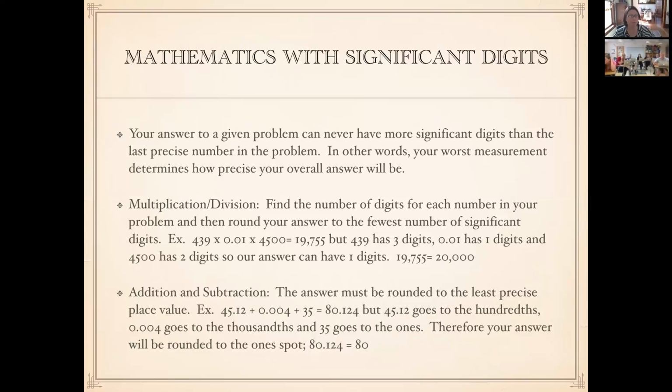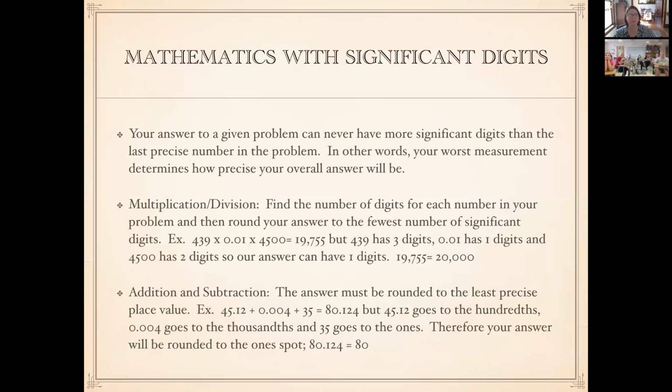Addition and subtraction, most people feel, are a little more complicated. It's just different. And please do not get them confused. If you have a problem where you have multiplication or division and addition and subtraction, then you need to use the order of operations to figure out where you should round. In addition and subtraction, your answer must be rounded to the least precise place value.